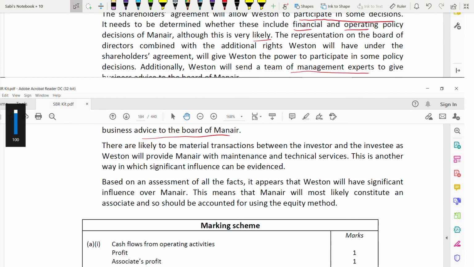There are likely to be material transactions. You see, material transaction is a keyword. They have material transactions with the investor. The investor, Weston, will provide money with maintenance and technical advice. So maintenance and technical services are the material transactions. You need it. You cannot maintain without it. You need technical service. You cannot survive without this. Okay. So there is another way in which significant influence can be evidenced. Another way. What is that way? Another paragraph. You see, everything is in a different paragraph.